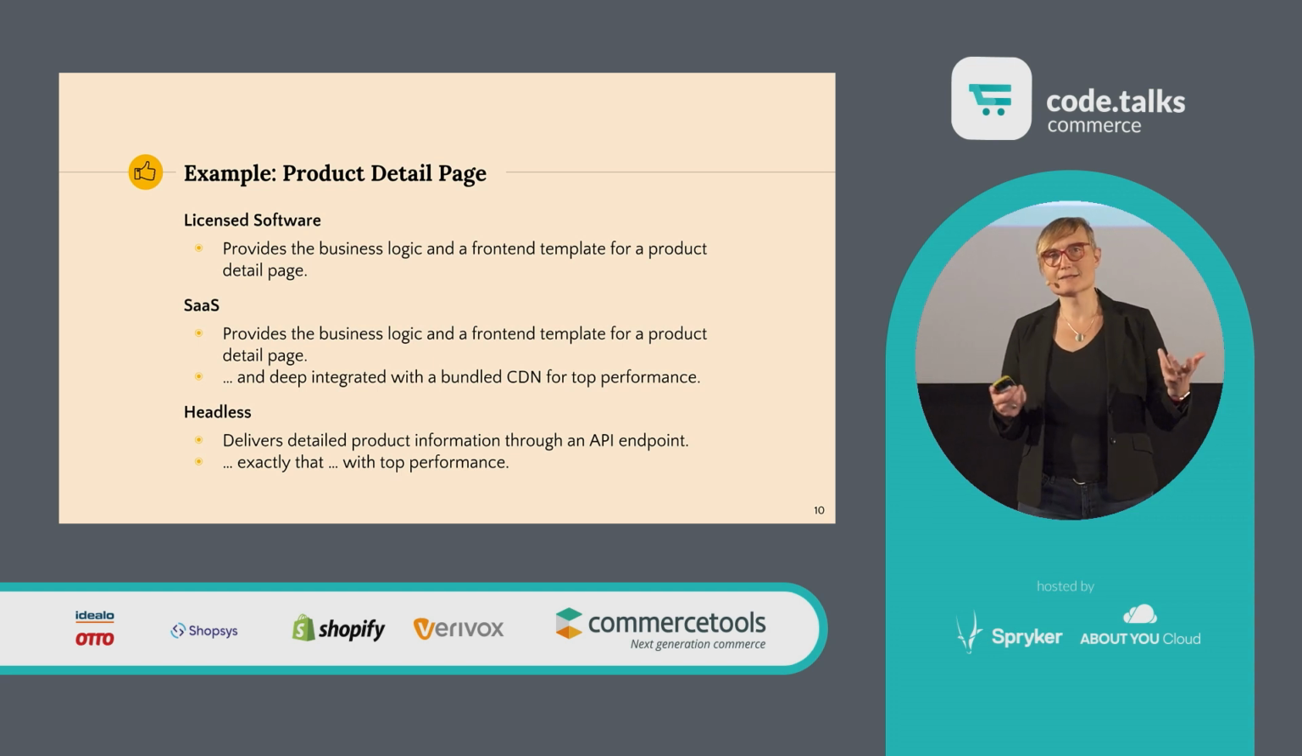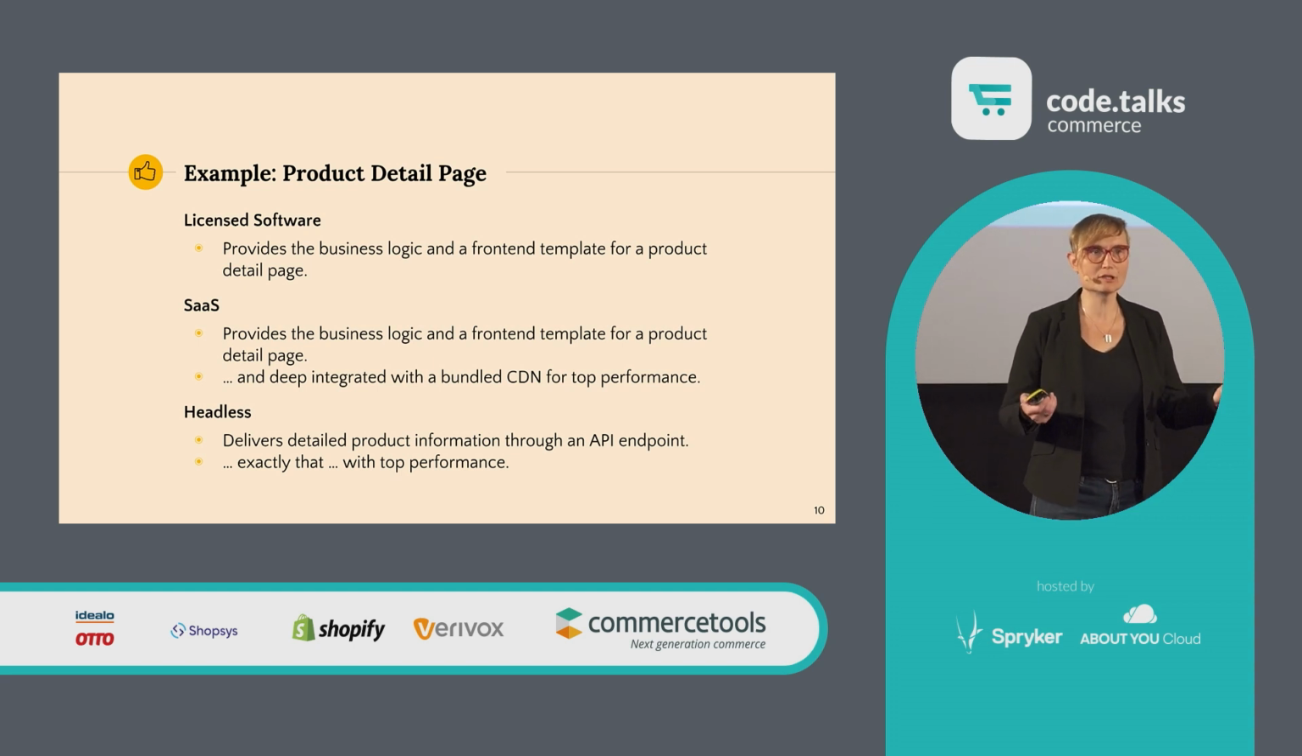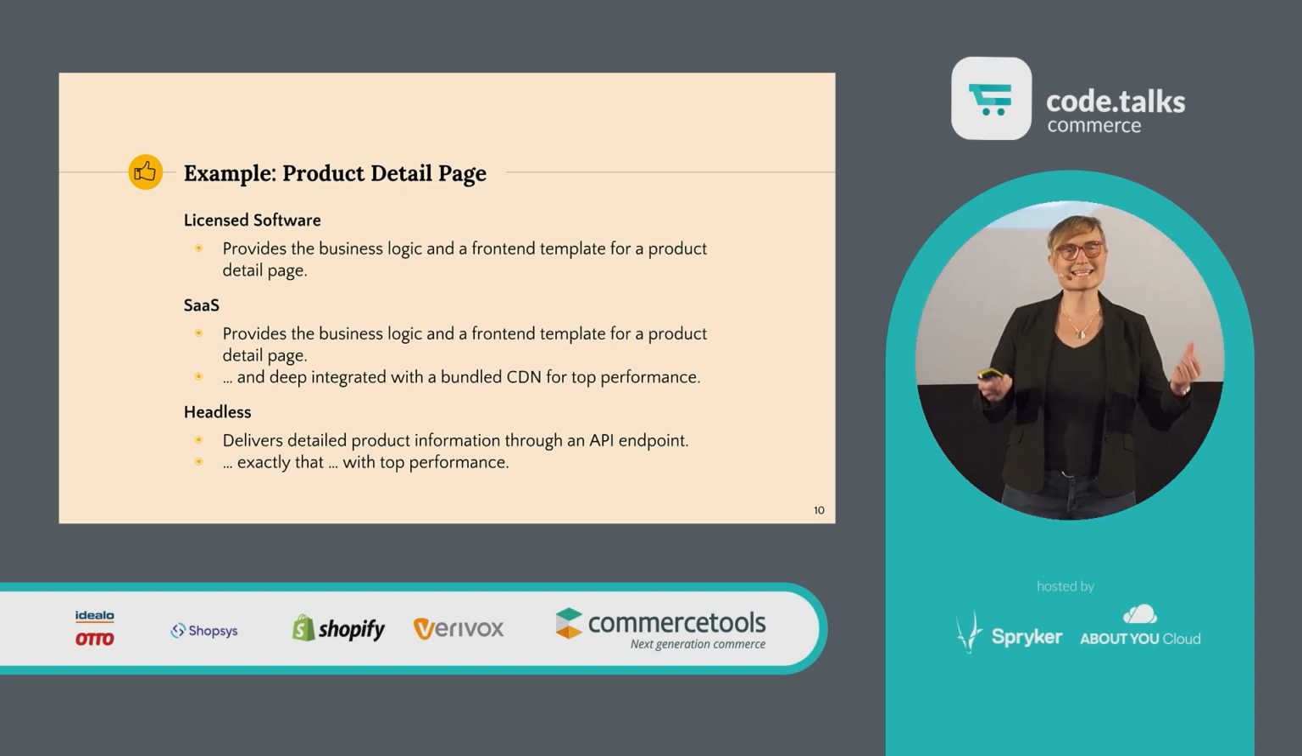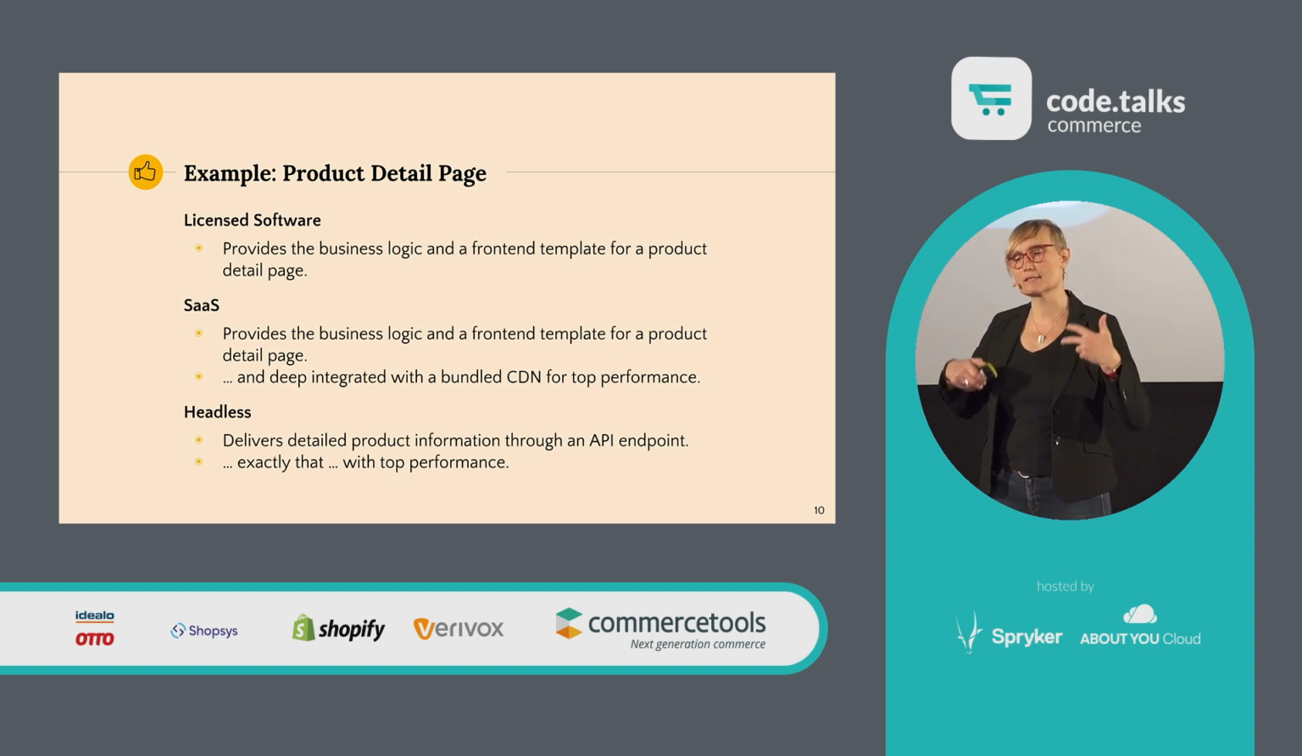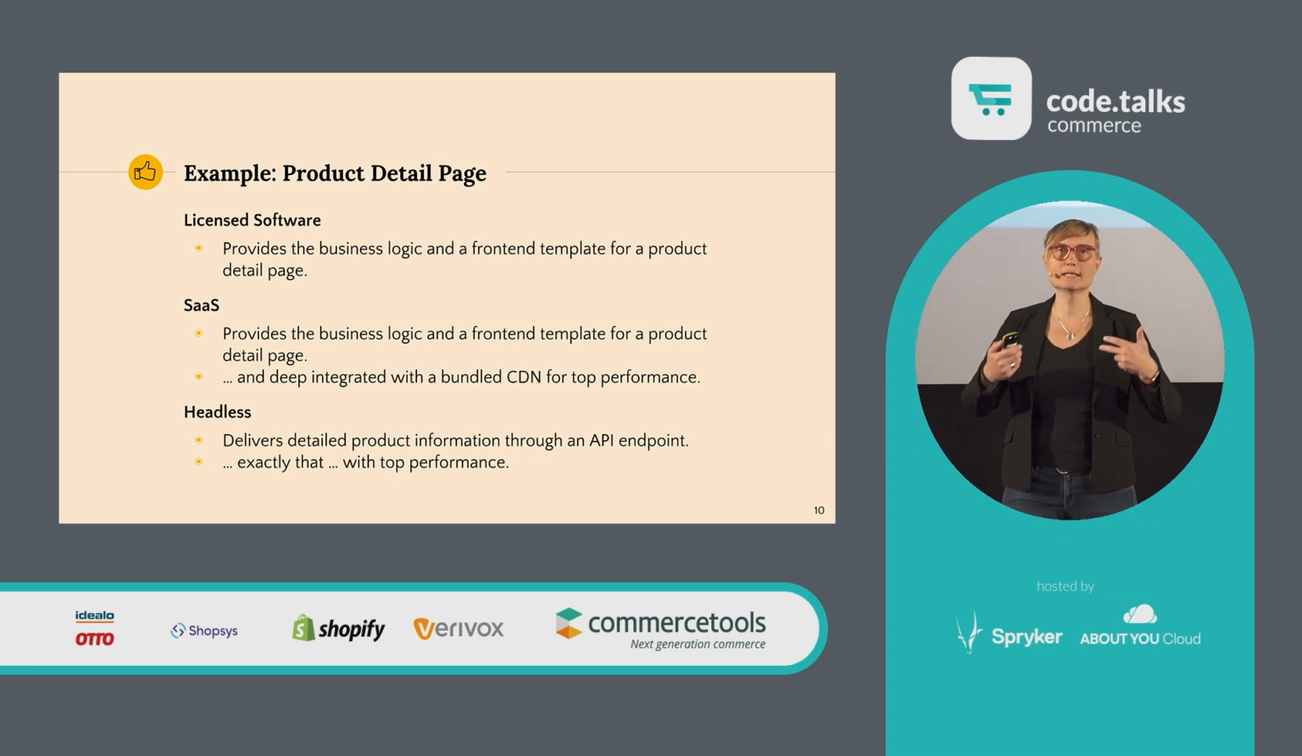A headless system, as I describe it, delivers the detailed product information through an API endpoint. Exactly that, nothing more, and that with top performance. So there's also something behind it, there's something hidden about how this is done. It's hidden from you, but at the end, you only get the core information.